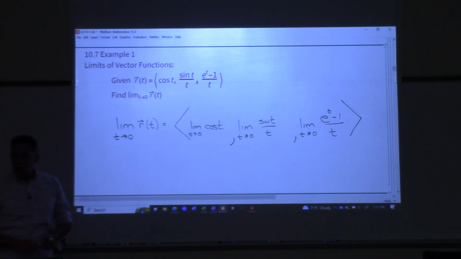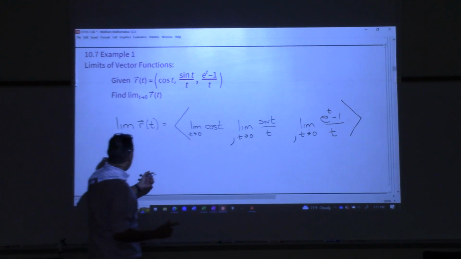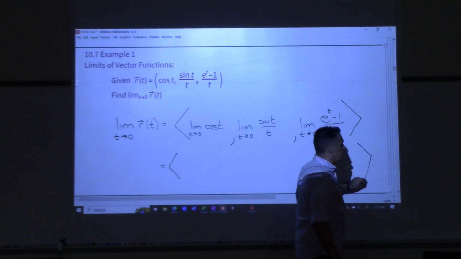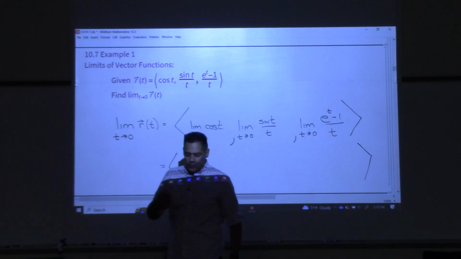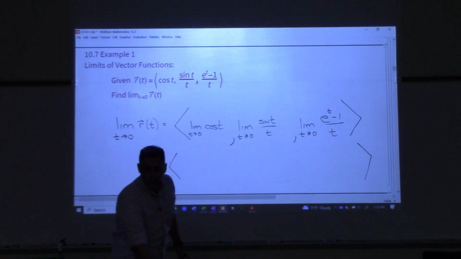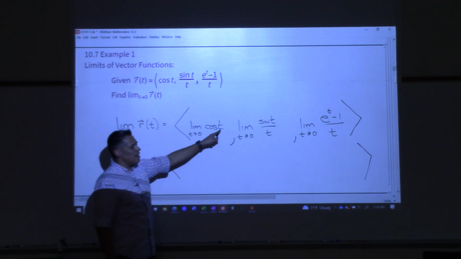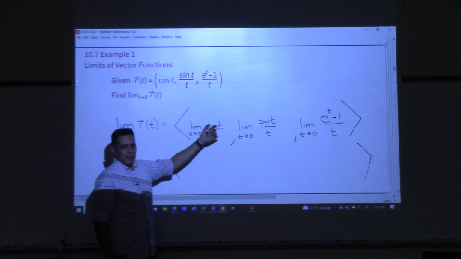Now you have to go back to Cal 1 and see how much you remember about limits. Whenever you calculate a limit, the first thing you do is try direct substitution. You just plug in the value of t and see what happens. So I'm going to let t go to 0. Cosine of 0 is 1. There's nothing wrong there.